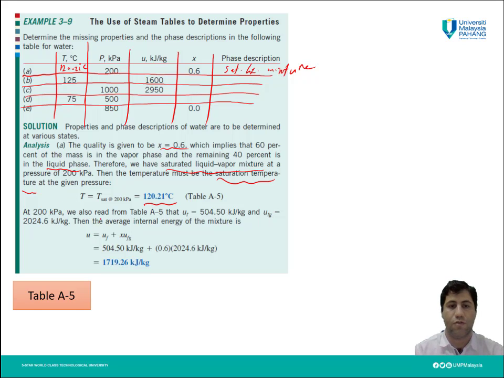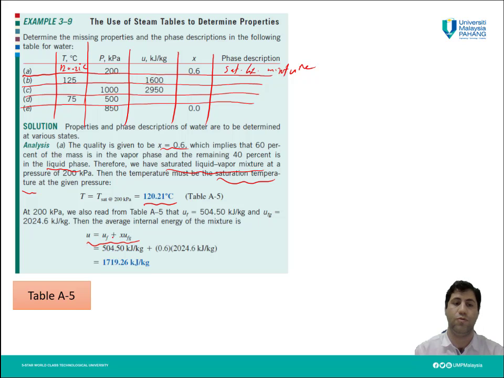At this pressure also, we need to find U. But here, as you may know from previous slides, for the saturated liquid vapor mixture, for U, we need to find U average. And if you remember, we had this equation to find U for a mixture or saturated liquid vapor mixture. So we should use this equation.